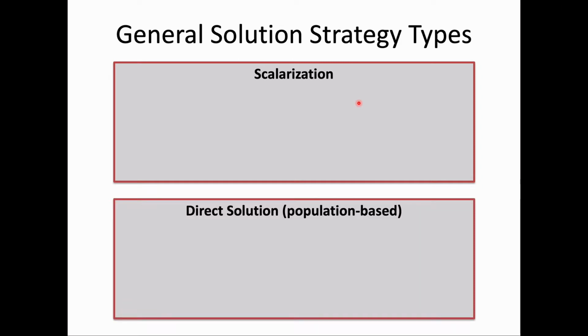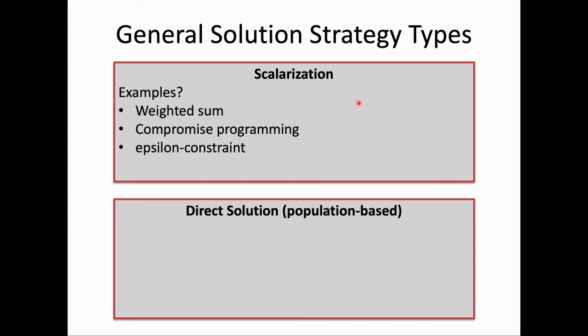Let's have a look now at some broad classes of multi-objective optimization solution strategies. Here are the general solution strategy types. One is scalarization, and the other is direct solution using typically population-based algorithms. Some examples of scalarization include the weighted sum method, which we're going to go through in some detail today. Then there's compromise programming. This can overcome some of the drawbacks of the weighted sum method, but it also has some drawbacks of its own. For example, it can increase the level of nonlinearity of an optimization problem. Finally, there's the Epsilon constraint method. We're going to go through this in detail. This is really the most recommended method for your use in this class.